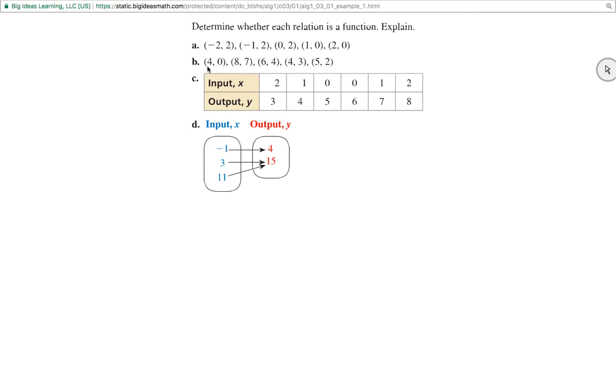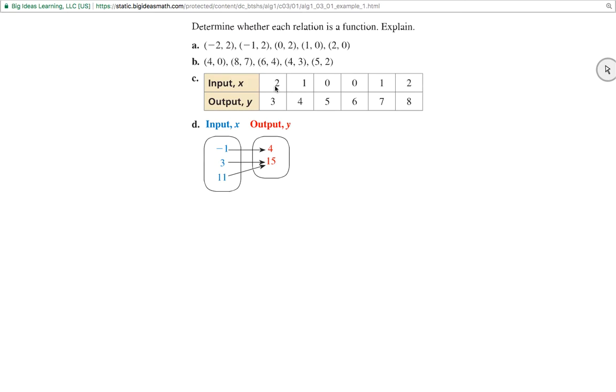Look at letter B. You have 4, 8, 6, 4, and 5. Those are the inputs. Notice that we had a repeating input at 4 and 4 here. But notice the outputs are different. So by definition, as a function, one input has to be exactly one output. So since this input is 0 and this input is 3, so you have (4, 0) and (4, 3), those inputs should only have one output, but in this case they have 2, so this is not a function. So like this little trick is when you're trying to do points or tables, just look to see if there's any repeating inputs. If they are repeating, make sure their output's the same.